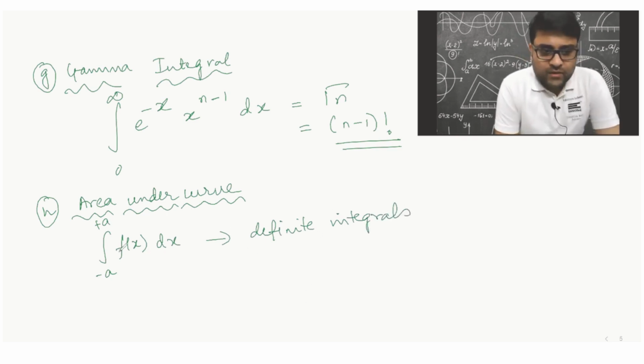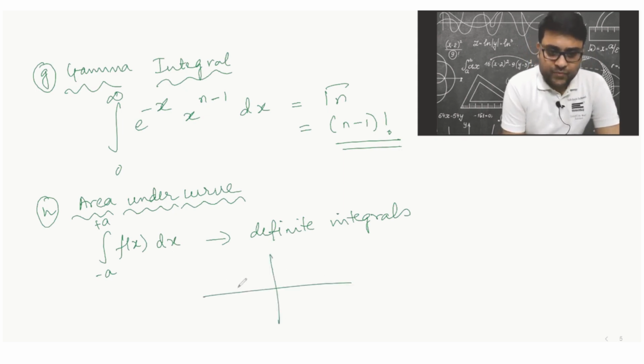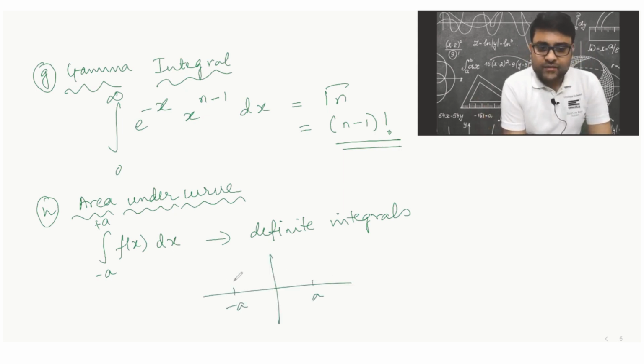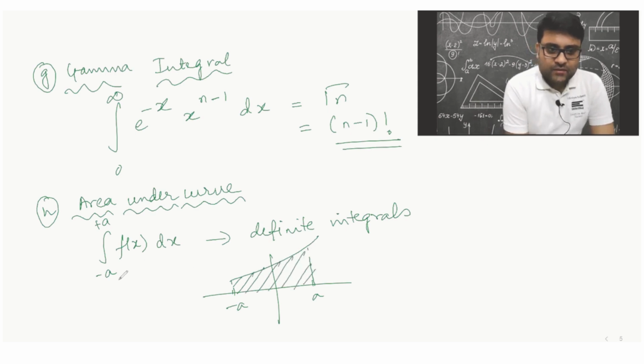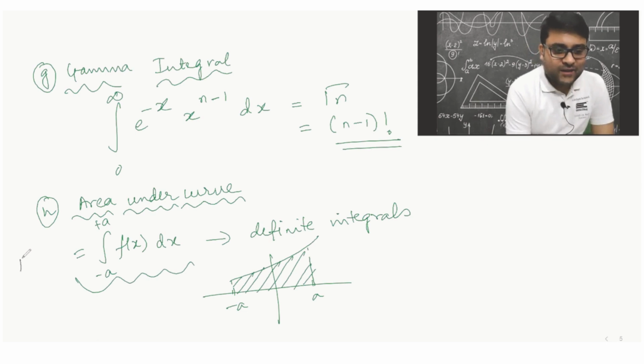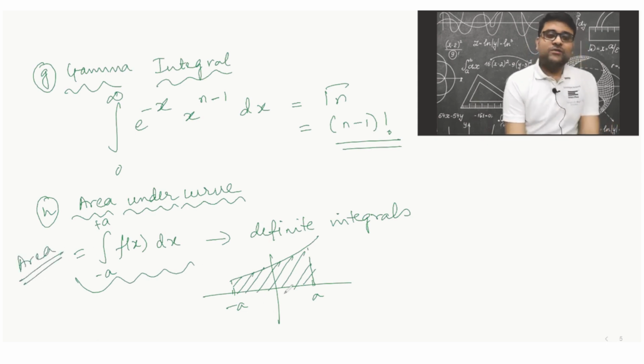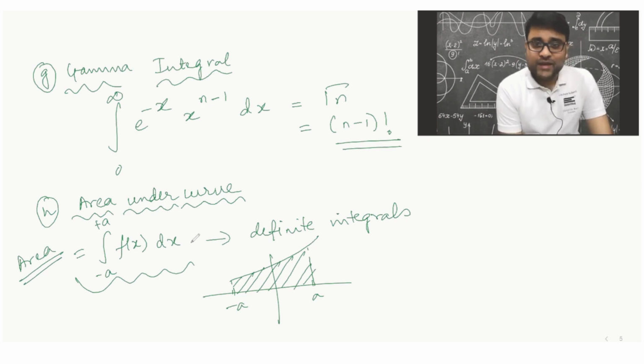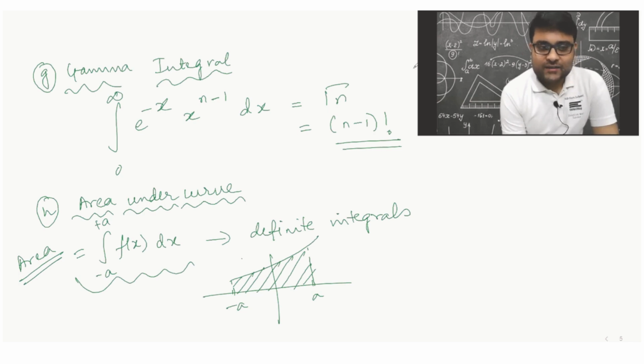And this will help us in finding the area under the curve. How? Integration from minus a to plus a of f(x) dx is basically this: if I have a curve between minus a and plus a, the area under the curve is this value. So in order to find the area under the curve, we compute the integral from minus a to plus a of f(x) dx. We'll be doing a few applications today itself.